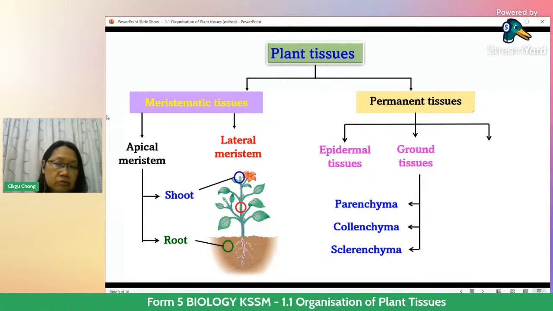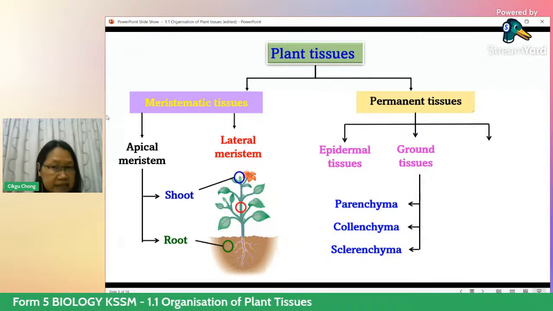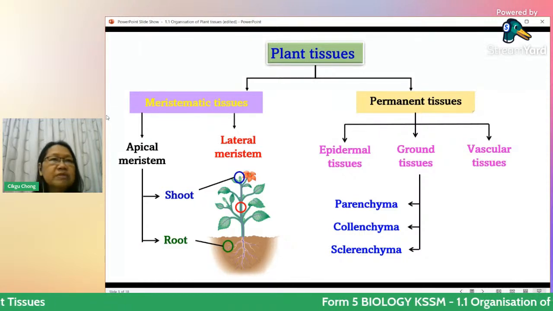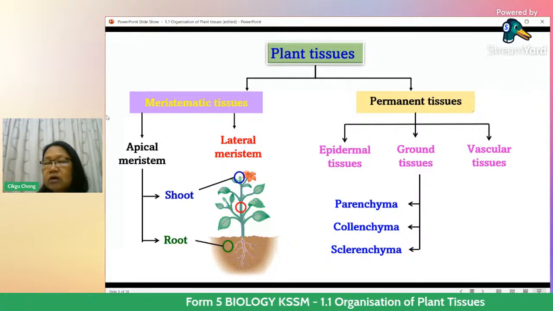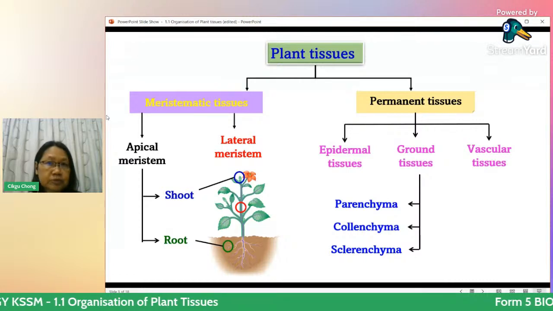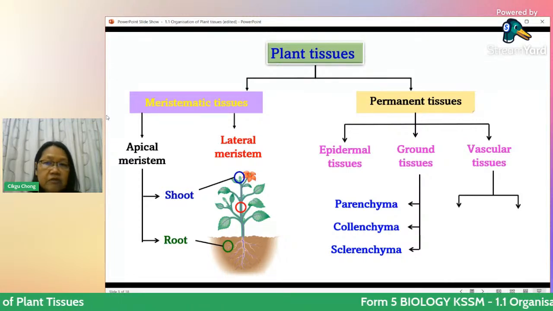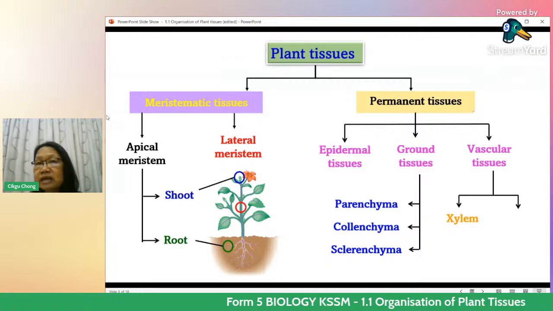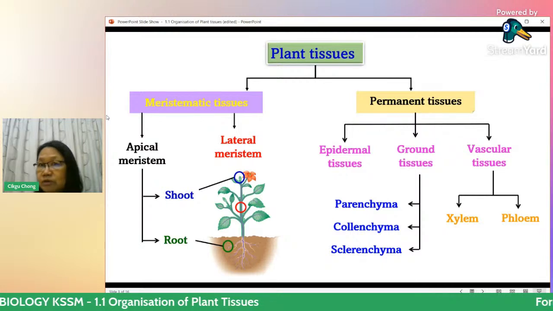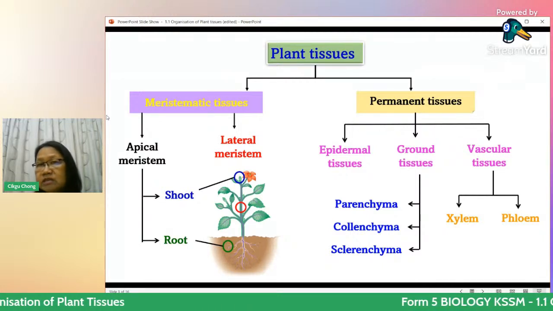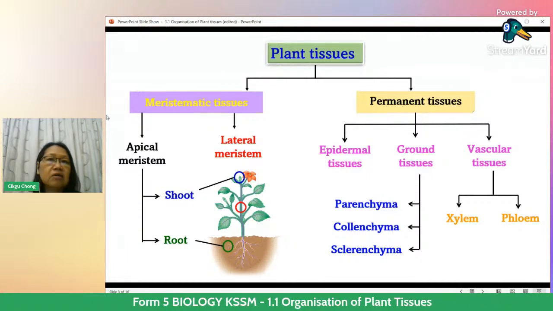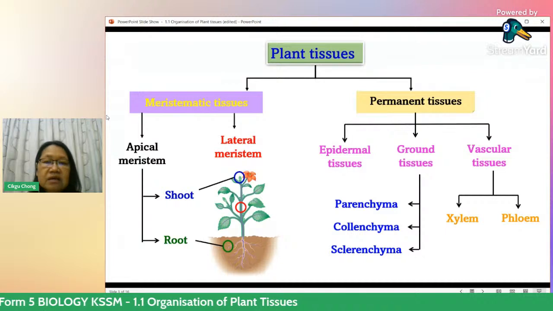Now the third group of permanent tissues is easy to remember. They are called the vascular tissues. Vascular means tubes. So vascular always has the function to transport. Vascular tissues you have learned in Form 3 before actually. There are two types of vascular tissues. One is xylem, and the other one is phloem. One carries water and minerals, while the phloem carries organic substances. That means sugar, or amino acids, or hormones, or even enzymes in the plant itself.